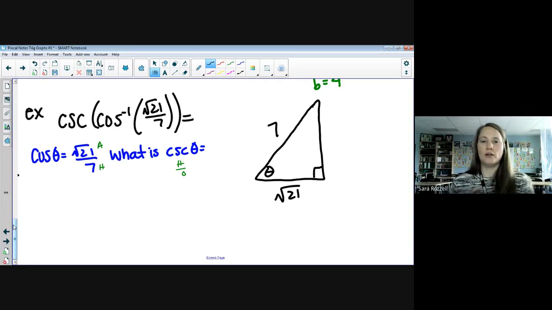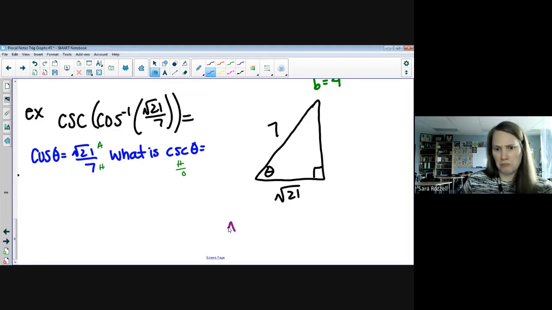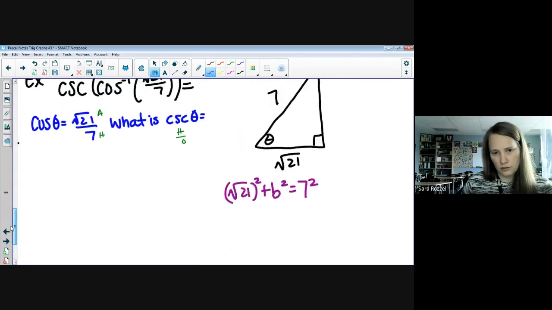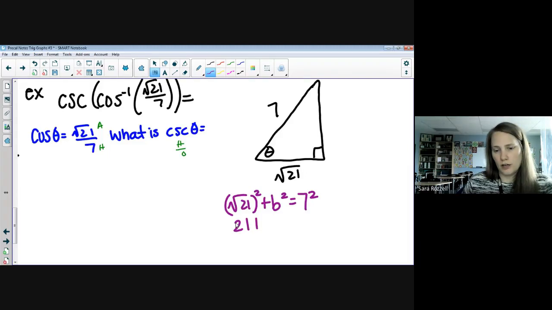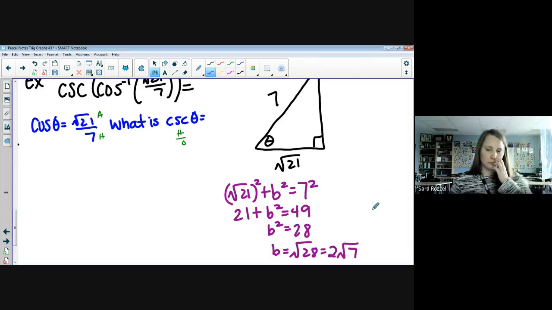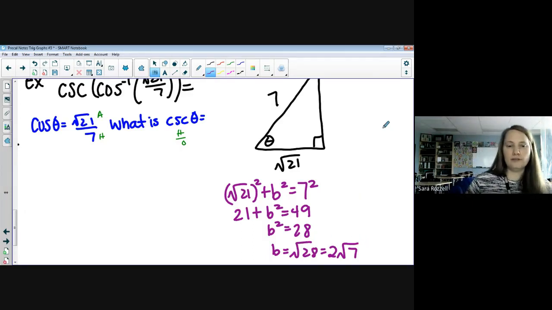Everybody good with the setup of that one? The adjacent, the hypotenuse? Okay. Now I'll do Pythagorean theorem. I think this has some square root simplifying that has to happen. So 21 plus b squared is 49. So b squared is 28. The 28 is 4 and 7, so that'll simplify to 2 root 7.